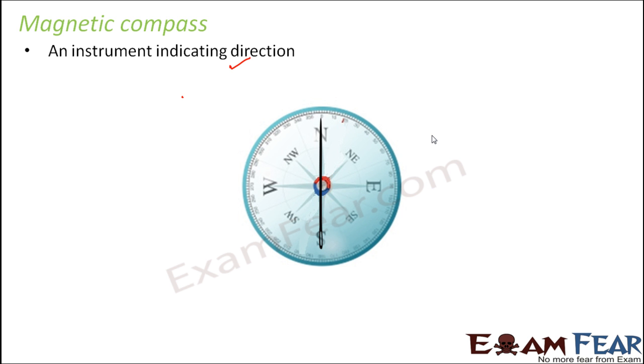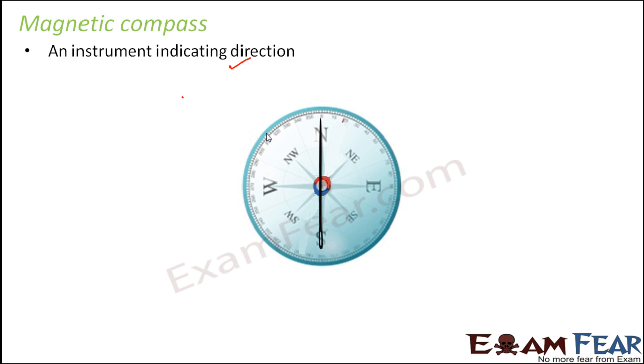This needle is placed inside the dial in such a way that it is pivoted. Pivoted means it is fixed at the center, but it can rotate freely, like the hands of a clock. If you look at the dial of the compass, you see that it has directions marked on it: north, northeast, east, southeast, south, and so on. This entire compass is like a small box with a glass cover, so you can relate it to how the dial of your wristwatch looks.